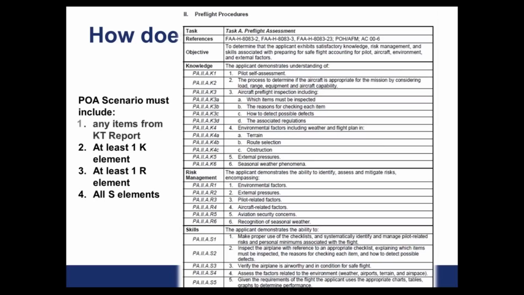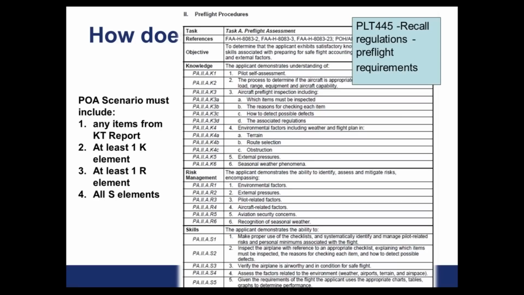So the first rule says, number one there, any items from the knowledge test report. We've already discussed this quite a bit. I'm going to give you a sample PLT code. Let's imagine that your PLT code is item 445, as I show there on the screen. And that one stands for recalling regulations about pre-flight. I'm paraphrasing a bit, but you get the idea. So just like we talked about, which is again the same as what we did with the PTS, the examiner should find a reasonable match in the ACS and make sure they include that information in the practical test.